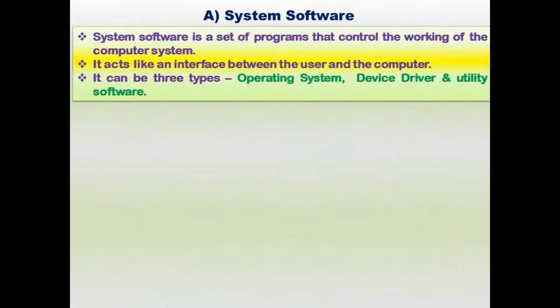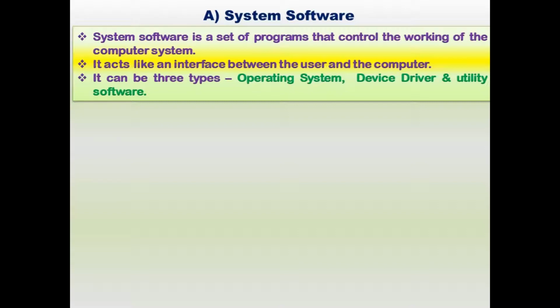Let's see some little information about the system software. System software is a set of programs that controls the working of the computer system. As we know that computer is a machine and we are human beings, our language the computer does not understand, and computer understands only machine language that human beings do not understand. So there should be a proper interface between the computer and the user. So this interface our operating system, means system software, provides.